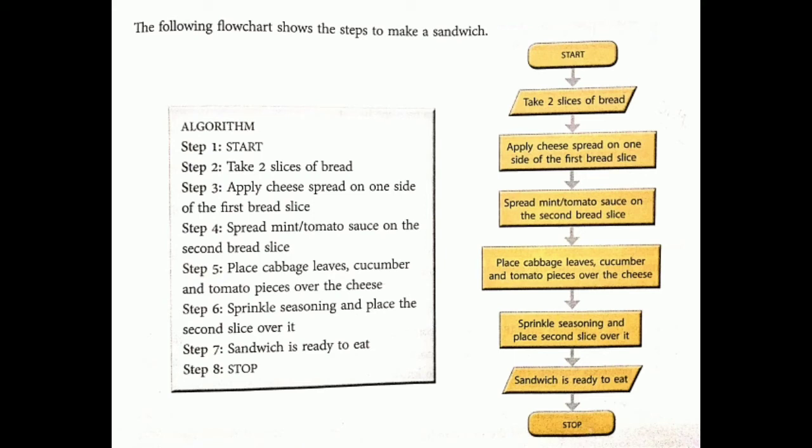See, we started by using an oval shape. Inside the oval shape we wrote start. The next step is input, so we use a parallelogram. Then comes the processing. For processing we use a rectangle. And at last the output comes. Output has been written inside the parallelogram. And the last step is stop, which is written inside the oval shape. This is a simple example of how to make a sandwich, and we are representing it by using a flowchart.